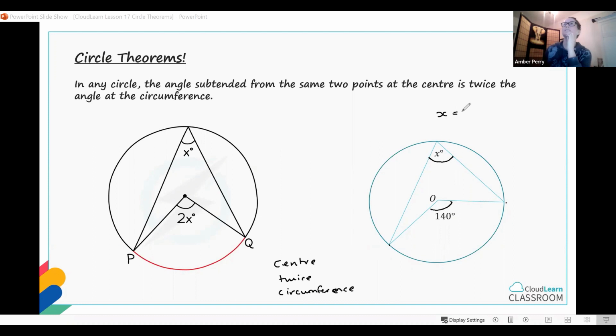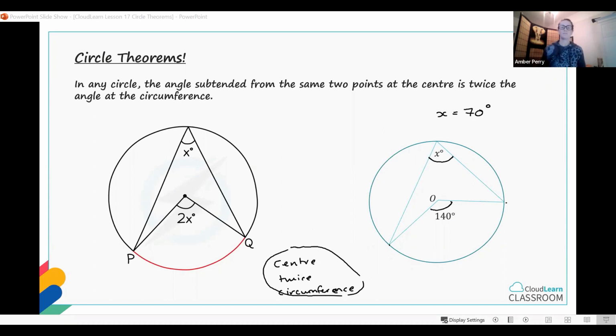I think someone's going to write that. Yes, excellent. Well done. Thank you, Tabitha. X is 70 because it's half of this. If the angle at the center is twice the angle at the circumference, then the angle at the circumference is half the angle at the center. So x is 70, that's 1 mark. And then your second mark will come from writing the sentence: the angle at the center is twice the angle at the circumference. So your second mark will come from these keywords. Your first mark will come from finding the angle. Does that make sense?